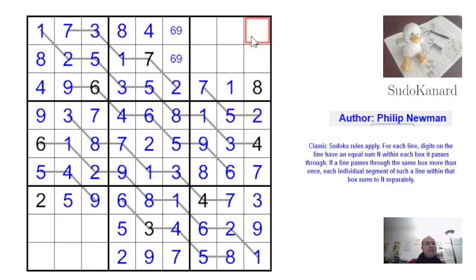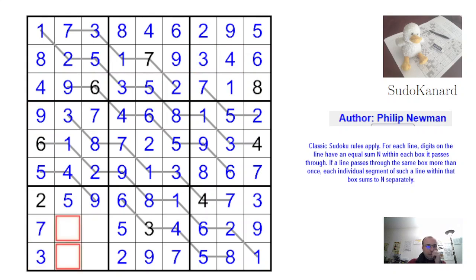Here we need 5 and 6. This is 9, this is 6. Here we need 2 and 9, so 2 and 9. Here we need 4 and 3. Here we need 7 and 3. Here we need 6 and 8. That's a 4. That's a 1.